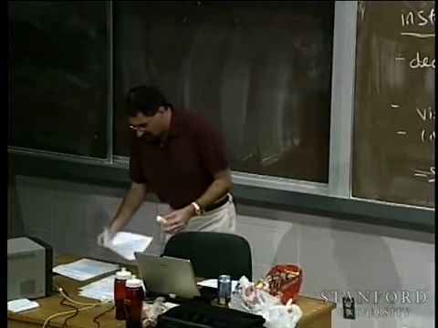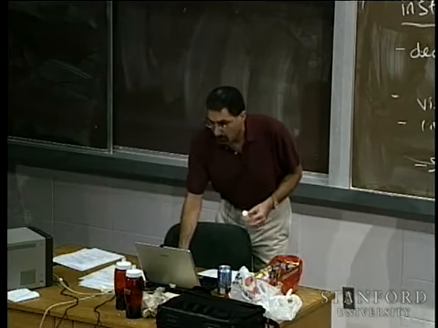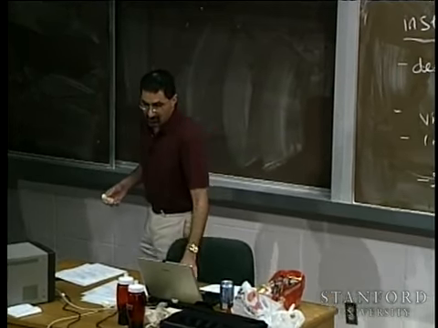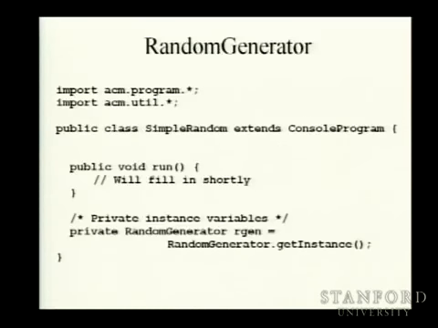All right, so given our little example with the water bottle, one thing we can actually think about is our little friend the random number generator. How do we use this as an instance variable inside a program? Okay? So if we have some program, I'll call this SimpleRandom, which just extends a ConsoleProgram. This is just a program that's going to generate random numbers. Here's my run method over here. I'm going to fill this in just a second.